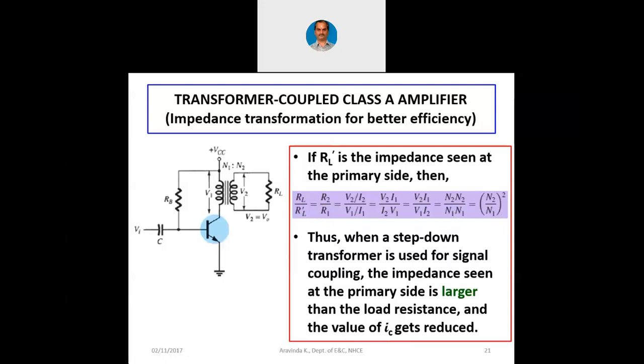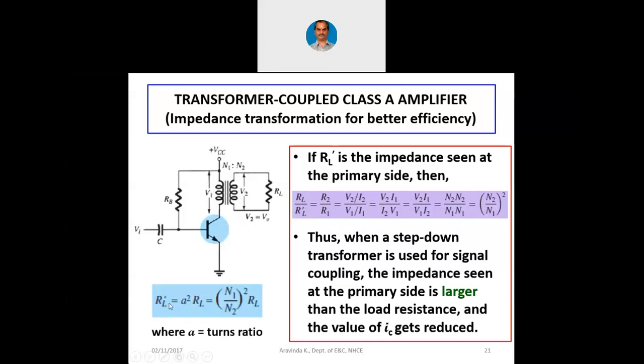Now the value of the collector current, the dynamic collector current or AC current, gets reduced because at the input side you will have a larger resistance. So this is the way in which we can actually increase the efficiency of the circuit. Let us see in the next slide how efficiency gets increased.